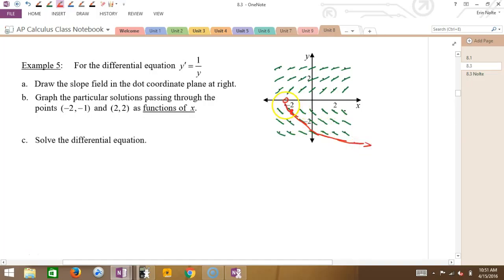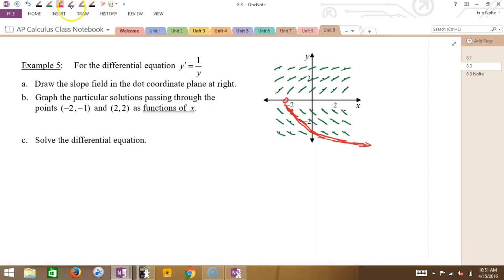Ish. Wasn't great. No, I wouldn't expect your slope to be perfect, but your general shape should be pretty clear. I should be able to tell if you're drawing a parabola or something else. So we hit -2. Oh, never mind. Down.